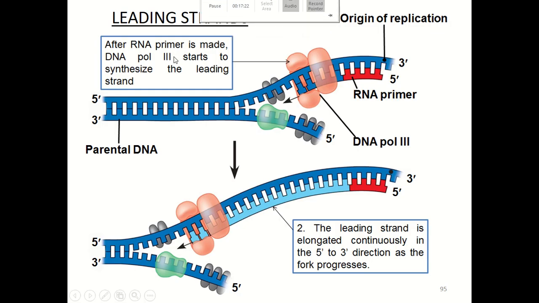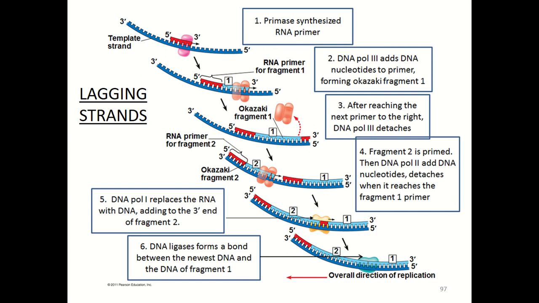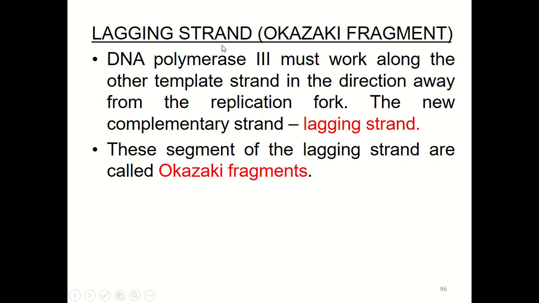As you can see here, the leading strand is synthesized from 5' to 3', toward the replication fork. Okay, it goes here toward the replication fork. Meanwhile, for the lagging strand, as you can see, here is the replication fork, and it will grow away from the replication fork.